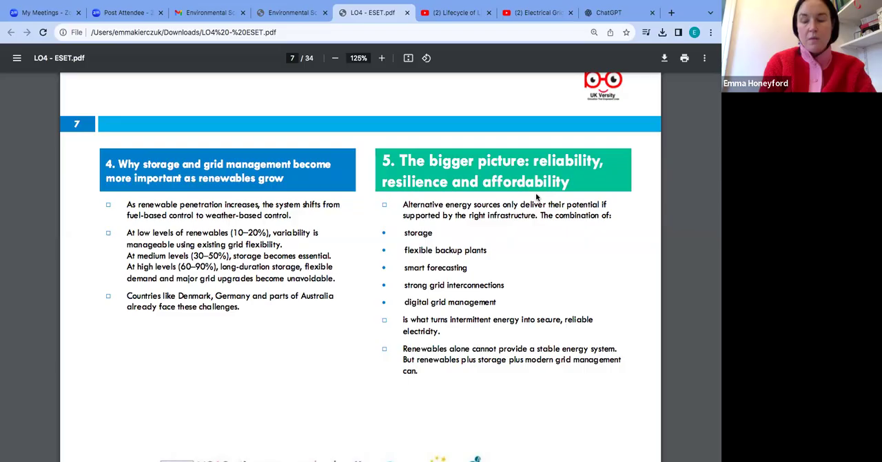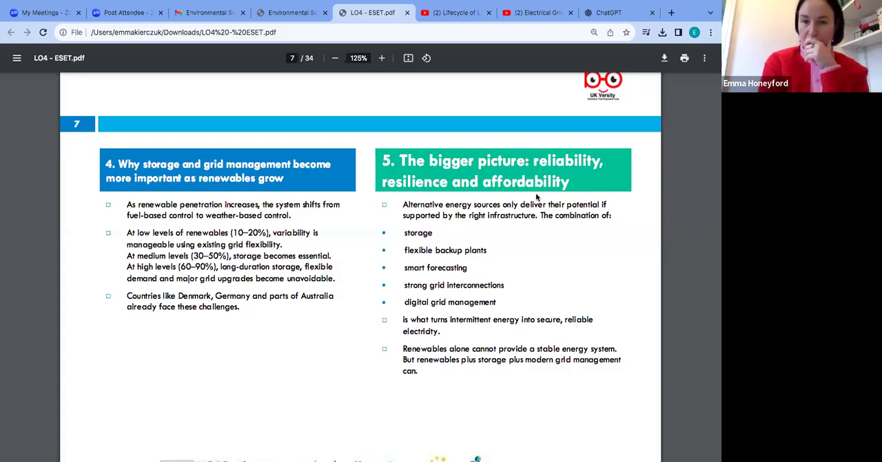Going back to the previous session, the geography of each country is different, and the challenges are different depending on the climate. So the bigger picture is reliability, resilience, and affordability. Alternative energy sources only deliver their potential if supported by the right infrastructure. This includes looking at storage, flexible backup plants, smart forecasting, strong grid interconnections, and digital grid management.